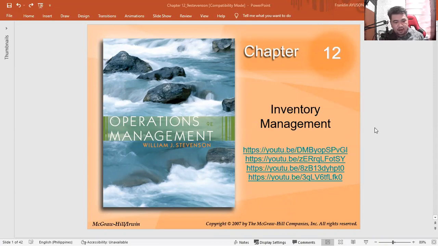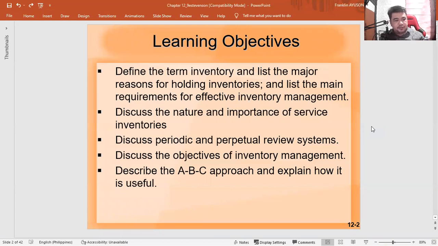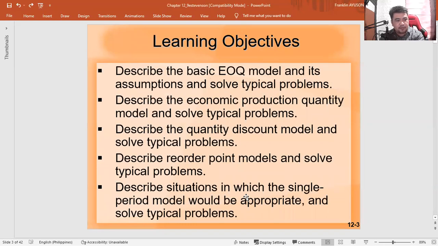Okay, so the following are the learning objectives. Number one, we want to define the term inventory and list the major reasons for holding inventories. List the main requirements for effective inventory management. We want to discuss the nature and importance of service inventory, the periodic and perpetual inventory systems, discuss the objectives of inventory management, and describe the ABC approach and explain how it is useful in inventory management.